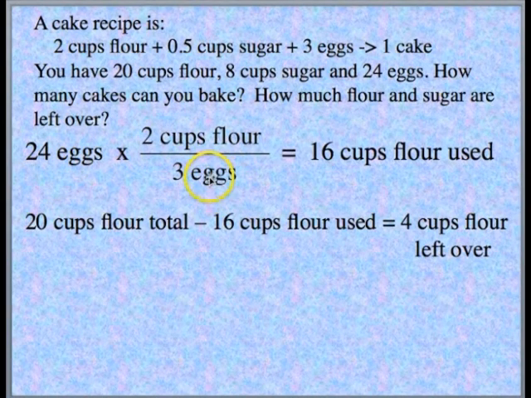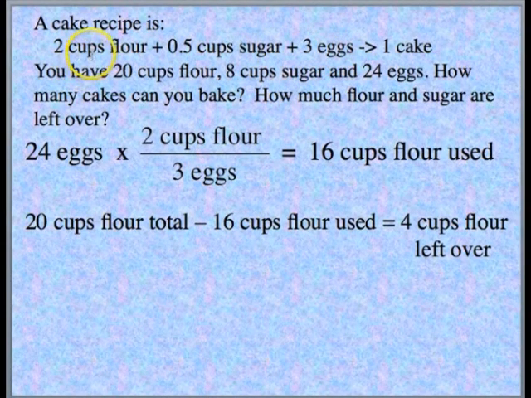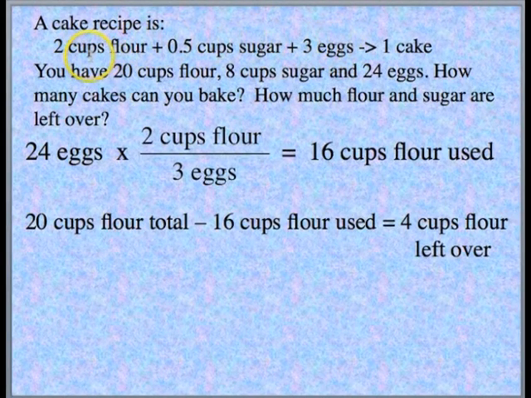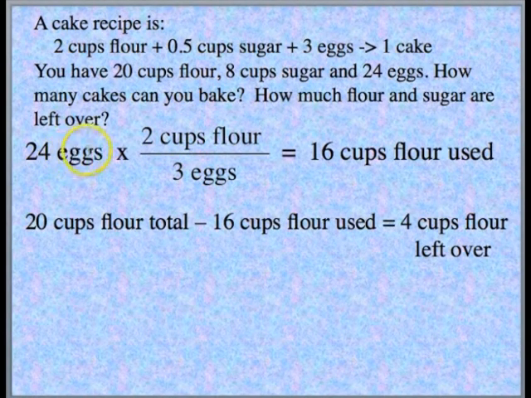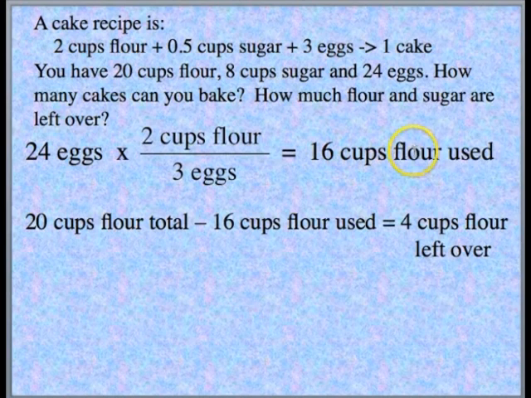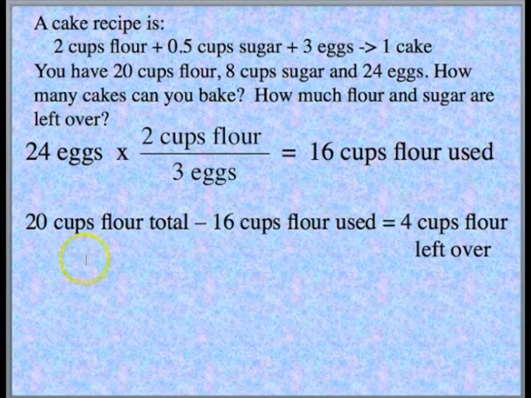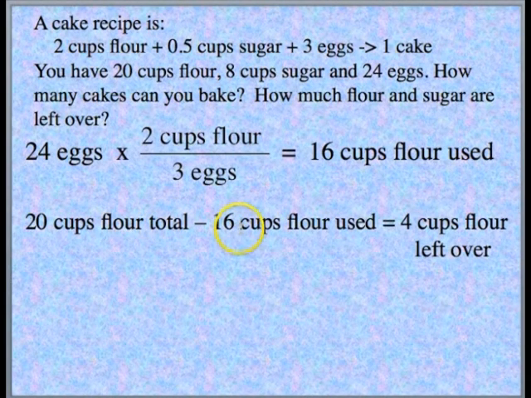And from the recipe, I can see that 3 eggs react with 2 cups of flour. For every 3 eggs I use, I require 2 cups of flour. So I'm going to apply that recipe in the form of a ratio to the eggs. If I multiply 24 by 2/3, I get 16 cups of flour will actually be used. But I have 20 cups of flour in the pantry. I'm going to use 16 of them. So I'll have 4 cups of flour left over.